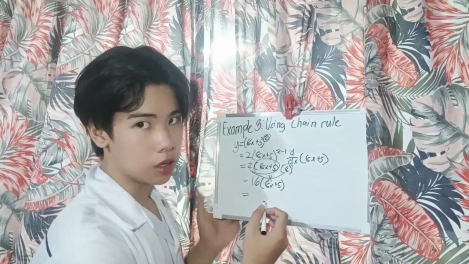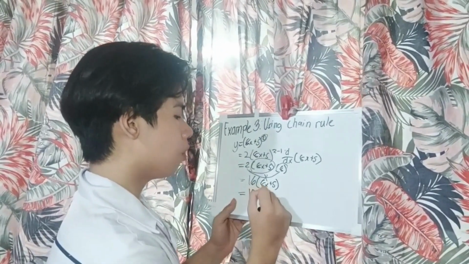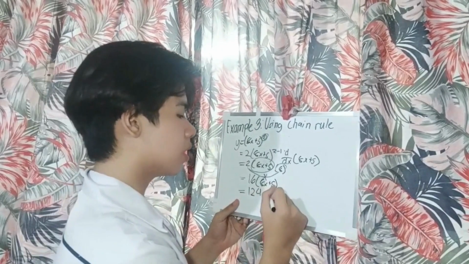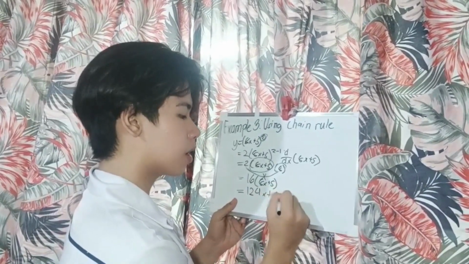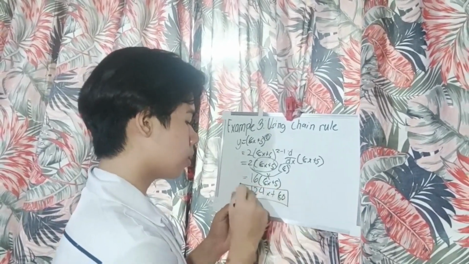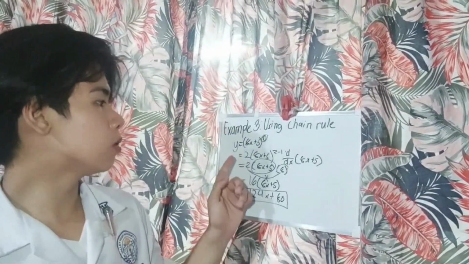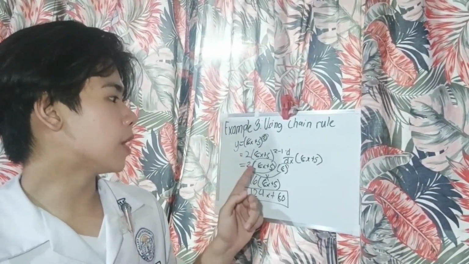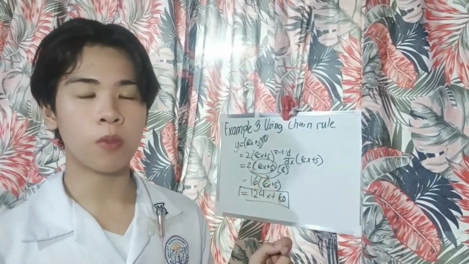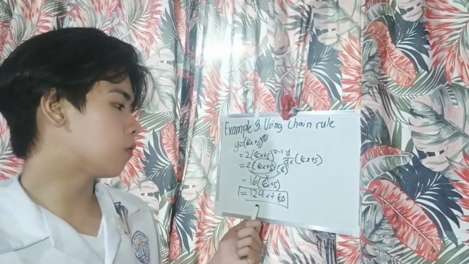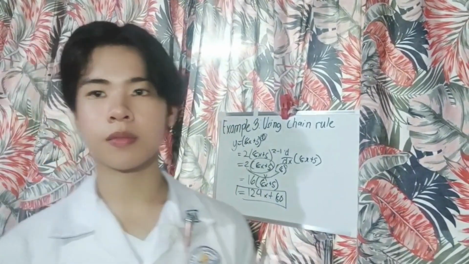16 times 8 is 128x. 16 times 5 is 80. So plus 80. And then this is our final answer. So we were able to solve y equals (8x plus 5) raised to 2 by using the chain rule. And our answer is 128x plus 80.